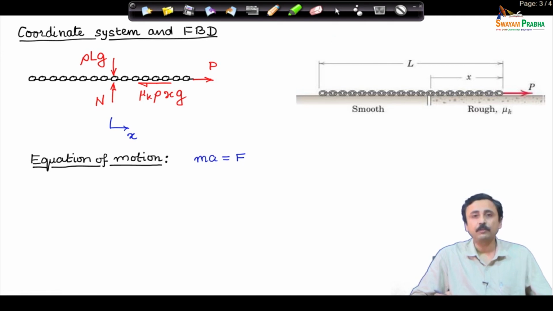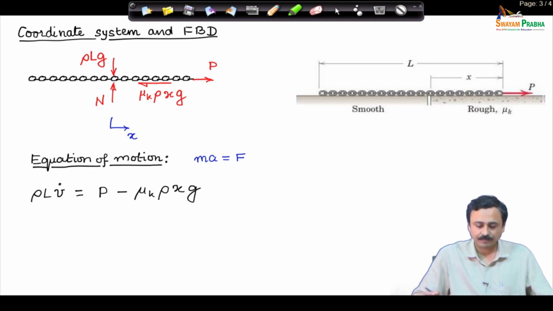Equation of motion is straightforward in this case. Total mass of the chain times acceleration of the chain is the net force acting on the chain. Now, there is only acceleration in the x direction. I call that acceleration v dot, and the mass of the total chain is rho times the length of the chain. Mass times acceleration is net force. Net force in the horizontal direction is P, and that you can see from the free body diagram. In the horizontal positive x direction is P and the friction opposes the motion, therefore, it is minus mu k rho x g. So, P minus mu k rho x g is the net force acting on the chain in the horizontal direction.